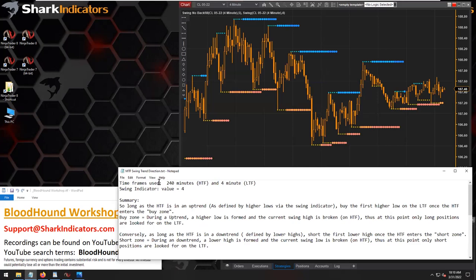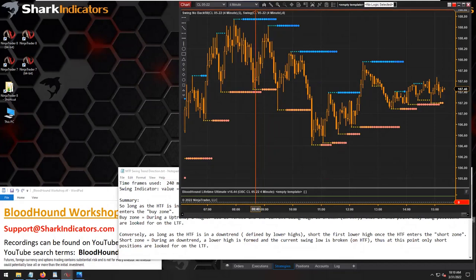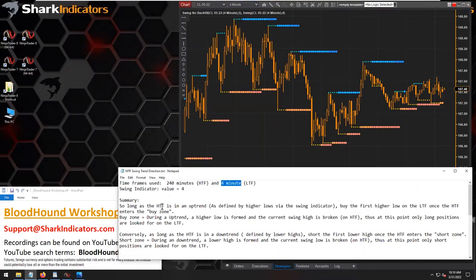All right, so this is a multi-time frame swing indicator type of system. I guess you could say a price action system based on swing points. We have a higher time frame, which is the 240 minute, HTF for short, and then a lower time frame, the 4 minute chart, which is what you're looking at here. We're looking for the lower time frame to synchronize with the higher time frame as far as market trend direction.